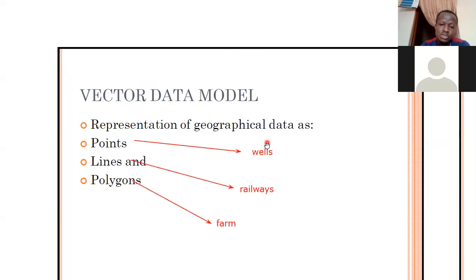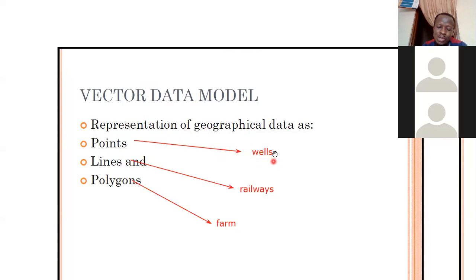So wells for points, railways for lines, farm for polygons. I can ask the class to produce more of these. Wells is just one example. I want you to give me 5 more. Give me 5 more objects that can be represented as lines. You should be able to think outside the box.